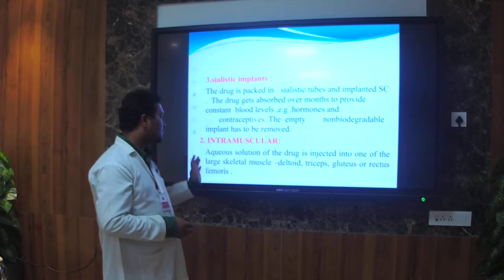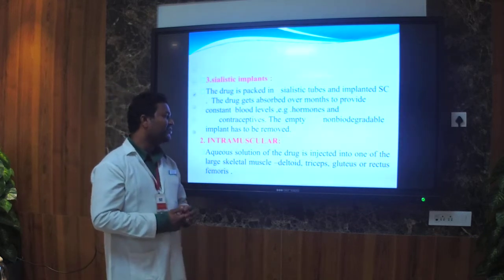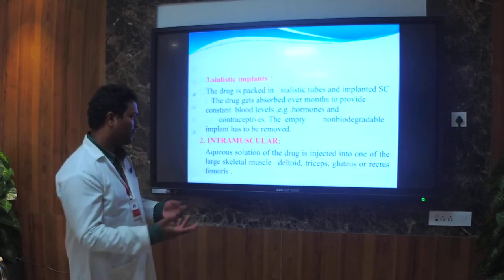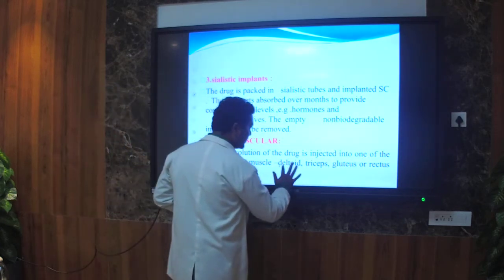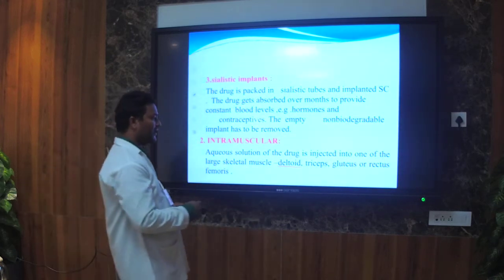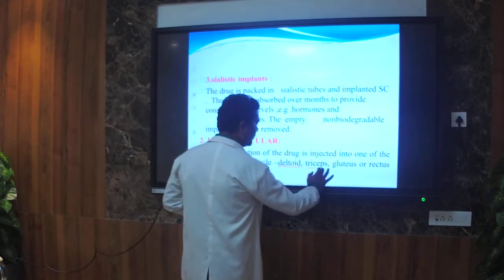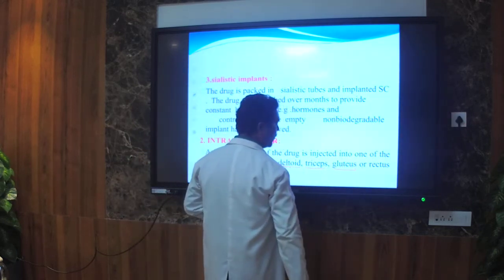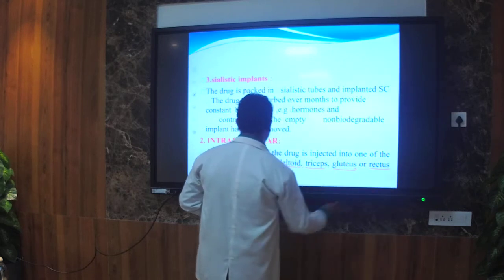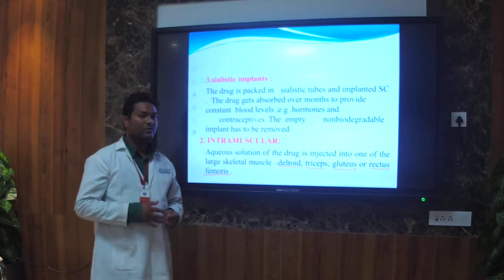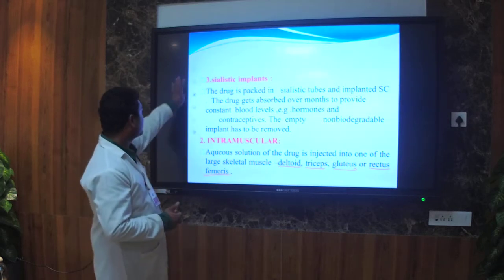Then the second one is intramuscular, which is another widely used route of administration of medicine, where an aqueous solution of the drug is injected into one of the large skeletal muscles. So what are the skeletal muscles? The deltoid muscle, which is present in our upper extremities. Then the triceps muscle, again in the upper extremity. The gluteus, which is in the lower extremity, and then the rectus femoris, which is also in the lower extremities, mostly on the thighs.